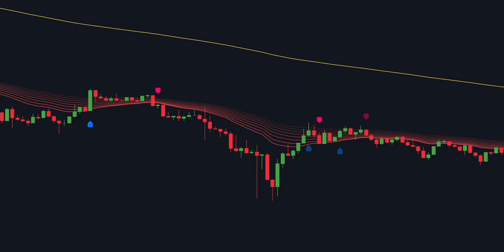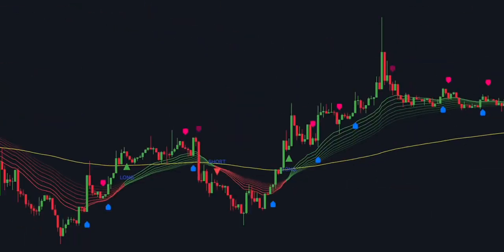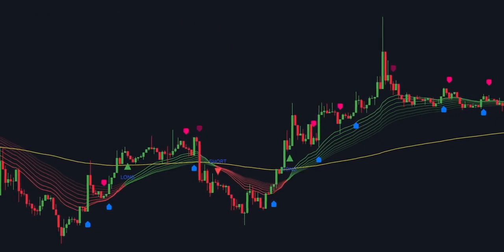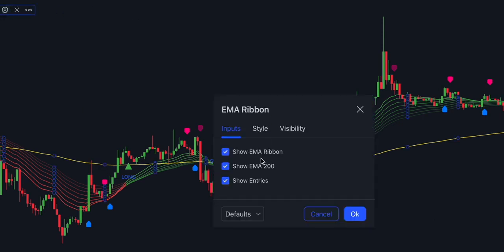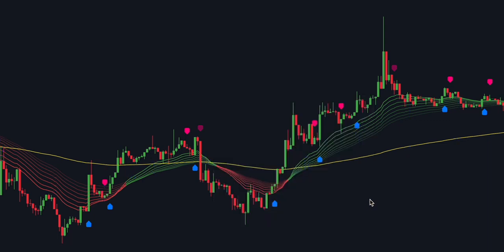The EMA ribbon will help us identify potential buy or sell signals based on the direction of the trend and the location of the price relative to the moving averages. As we can see, this EMA ribbon indicator comes with buy and sell signals. Since we already have a buy and sell indicator on the chart, which is the machine learning, let's actually disable those EMA ribbon signals. If we take a look at the chart, we can see that this indicator does filter out a lot of fake signals, but there are still some left.